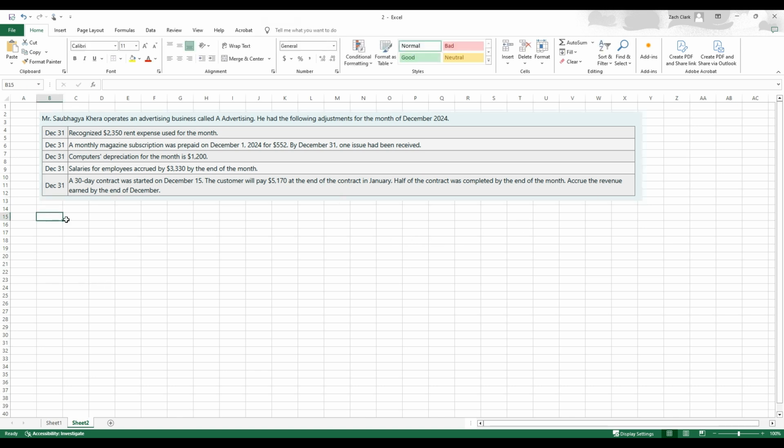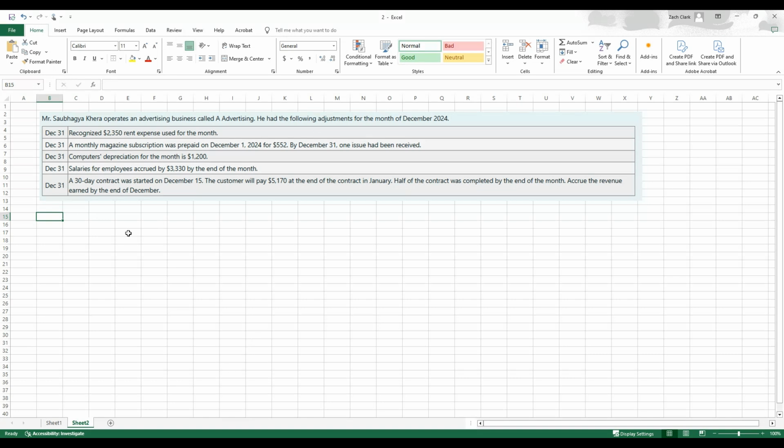All right, so let's look here at the various adjustments we need to make. So we're going to recognize $2,350 of rent expense. And one thing to note for this problem, we don't have to do the unadjusted or adjusted trial balance spreadsheet, the whole 6-column spreadsheet deal. So we're just doing the journal entries on these. So we don't have to do quite as much work.